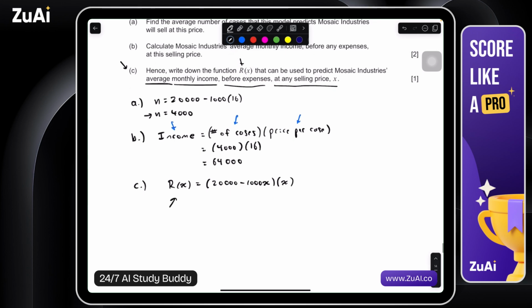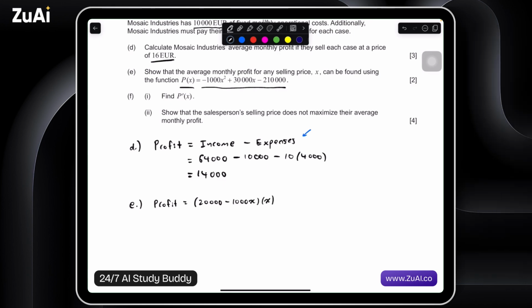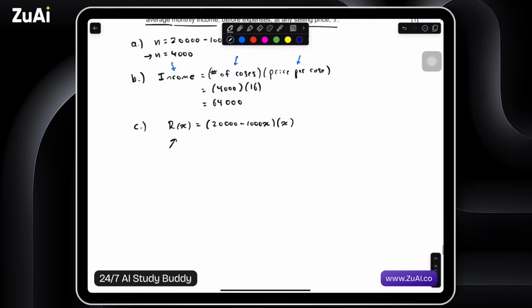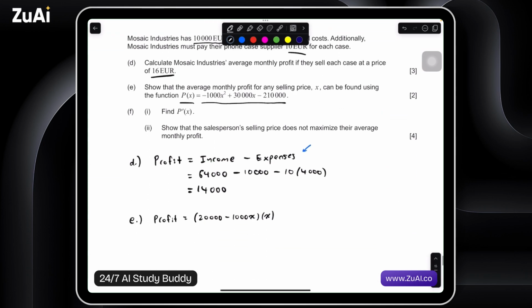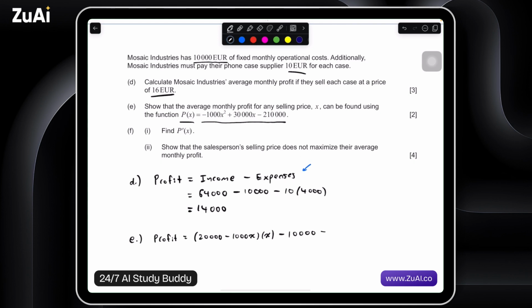The generalized form for income is $20,000 minus 1,000x times x. That was how much gross revenue. That was what we had up here. This is the revenue that they earn. Okay. They're still going to need to pay $10,000, and the other expense is going to be the price per case, which is $10.